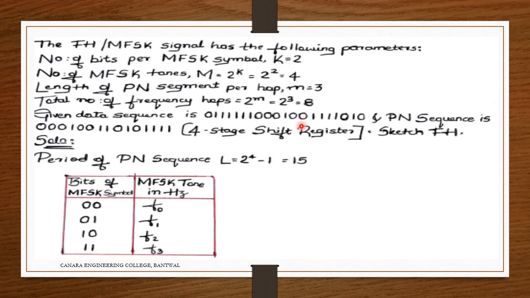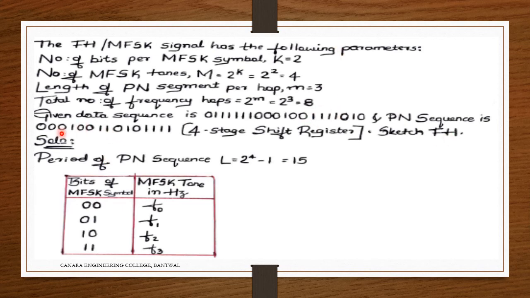So what is the length of this sequence? Let us count the data sequence. 1 2 3 4 5 6 7 8 9 10 11 12 13 14 15 16 17 18 19 20. So it should be an even number, always remember.